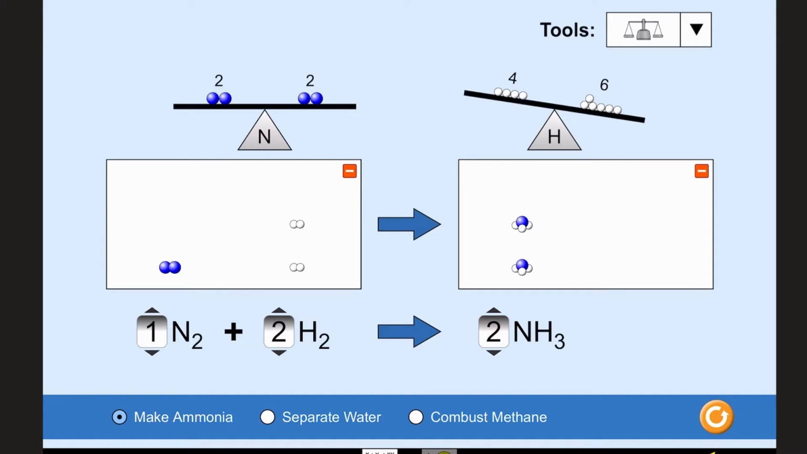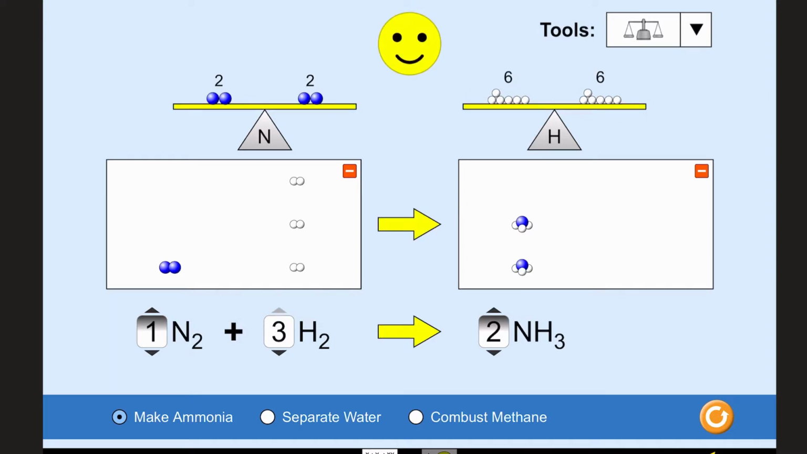And so if we adjust the coefficient in front of the H2, that begins to bring it more into balance. But 2 H2s isn't enough, but 3 H2s gave you plenty of hydrogen to balance it out. So 6 hydrogen on each side, 2 nitrogen on each side, and that equation is balanced.